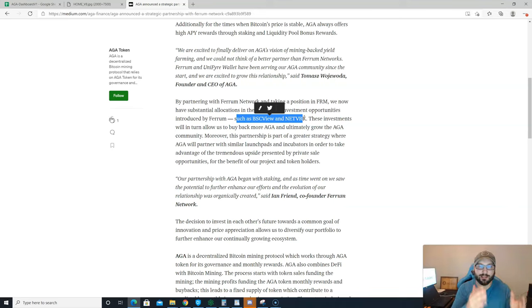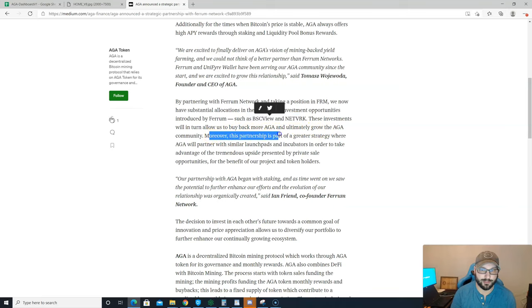They're going to stack yield upon yield upon yield, take profits out of the yield, and that increases the buybacks of AGA. It also makes the 24% DeFi APY to LPs sustainable indefinitely. Man, this is looking good. These investments will in turn allow us to buy back more AGA and ultimately grow the AGA community.